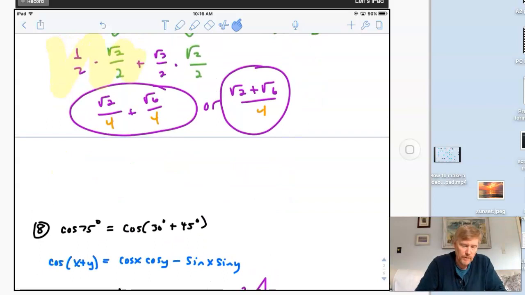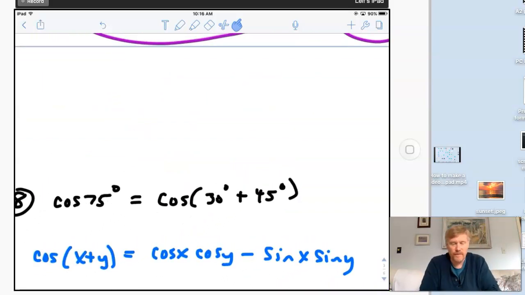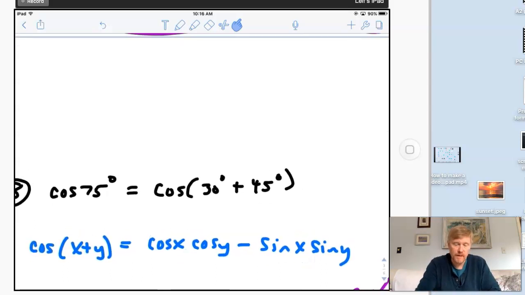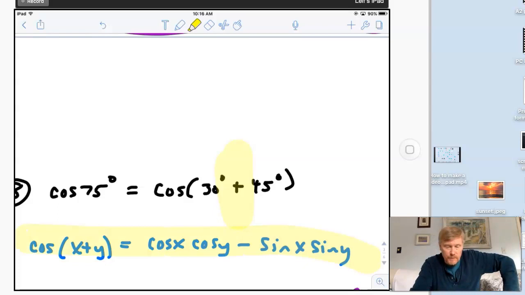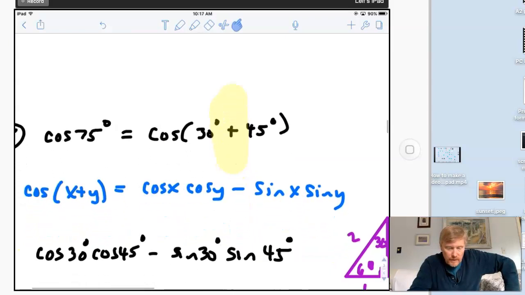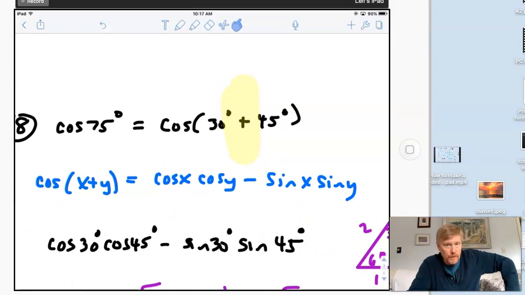Next one, cosine of 75 equals the cosine of 30 plus 45. So you want to break up 75. Sometimes they'll give it to you that way, and sometimes they'll make you figure out how to break up 75. This one's nice. They're all acute angles, so I'm all in the first quadrant. Don't have to worry about any negatives yet. It's got a plus sign here, so I am using the plus cosine formula, so it's a minus between the cosine and the sine. Now I'll plug in the x's and the y's, the 30 and the 45.